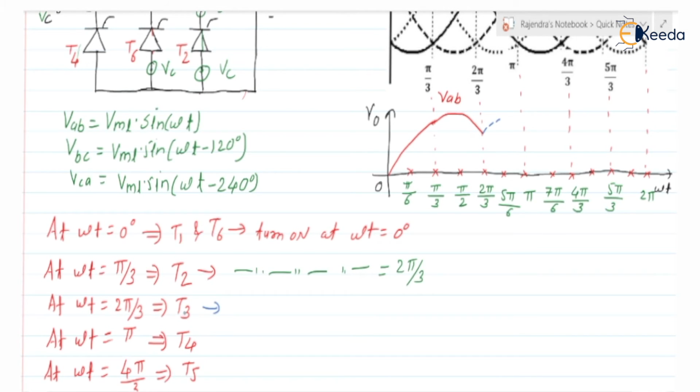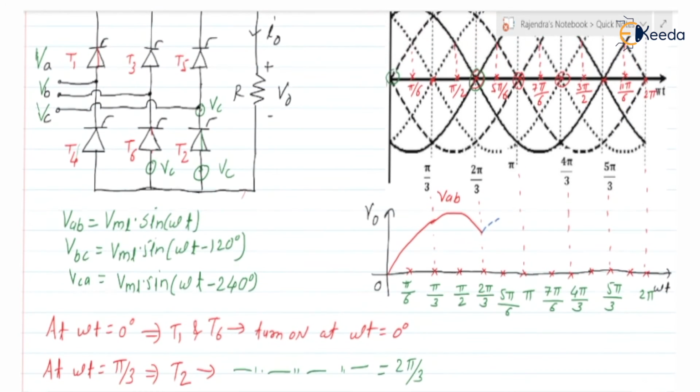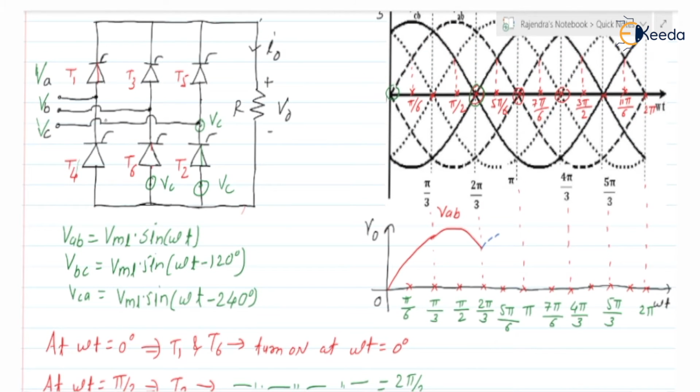But if you check, at omega t equal to 2 pi by 3 we need to apply the gate pulse to thyristor T3. Please check what is the status of thyristor T3 at 2 pi by 3. Here the voltage is VB. What is the voltage appearing at the cathode of T3? T1 is in the on state, so if this is VA, here it is VA only. So what is the voltage across T3? It is VB minus VA, so it is VBA.